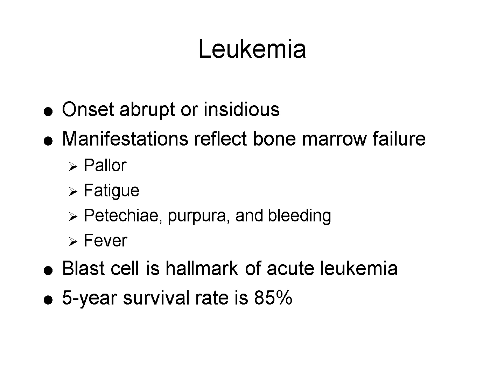The onset of childhood leukemia may be abrupt or gradual. Common signs and symptoms result from bone marrow failure and include pallor, fatigue, bruising, bleeding, fever, and infections. The presence of blast cells, immature, non-functional white cells, in the blood or marrow is the hallmark of acute leukemia. With modern treatment, the 5-year survival rate for childhood ALL exceeds 85%.